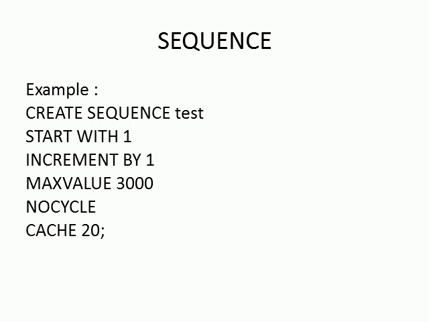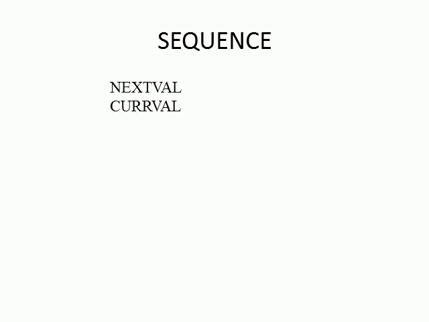Here in this example, we are creating a sequence whose name is test. It starts with 1 and increments by 1, has a maximum value of 3000 and will not cycle or start over when it reaches its maximum limit, and has a cache of 20 numbers. Sequence name.nextval will issue the next number, whereas sequence name.currval or current value will show the current value of the sequence.